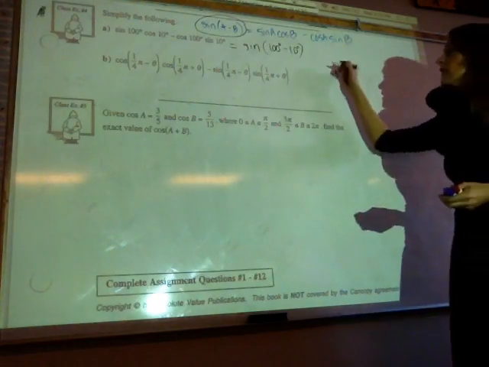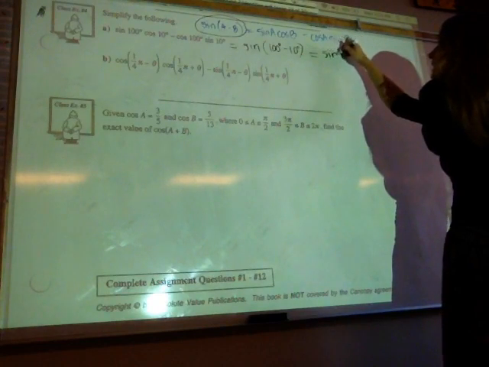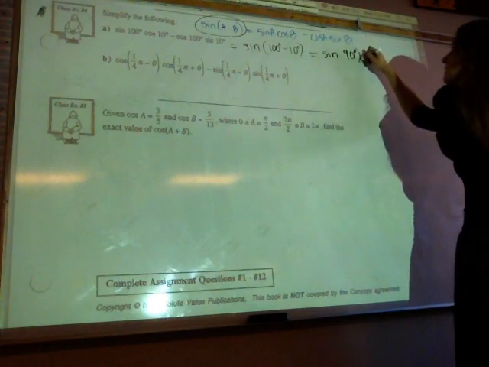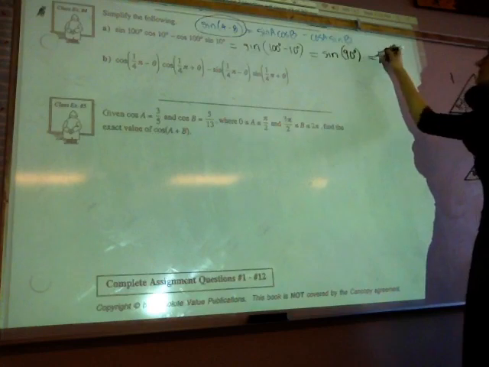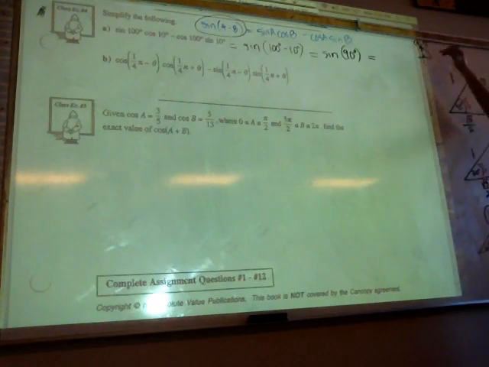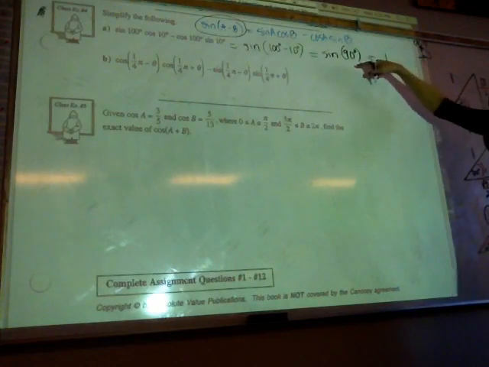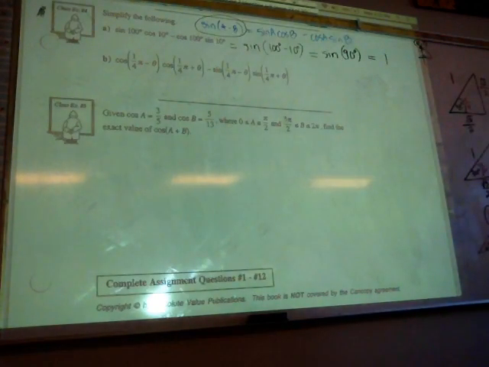Okay, it's not simplified yet though. We can subtract 100 minus 10. We get sine 90 degrees. And if we think of 90 degrees, that will put us to the point 0, 1. And the y-coordinate of sine 90 is 1. And you can just calculate that too. Sine 90 equals 1. Okay, so we've simplified.